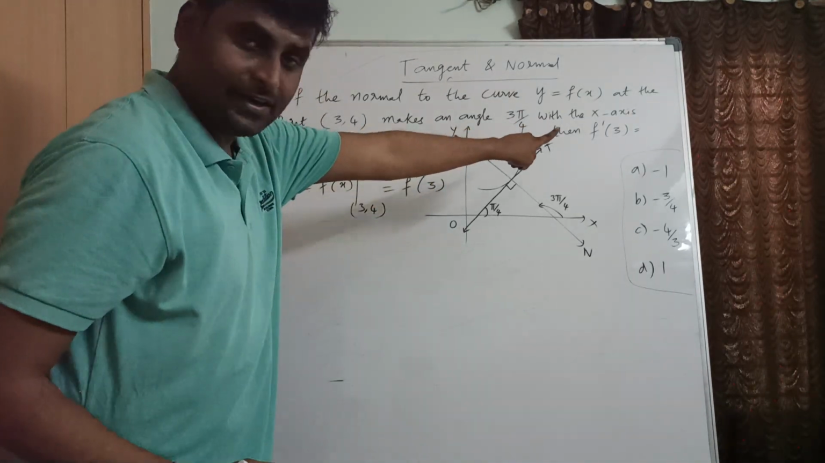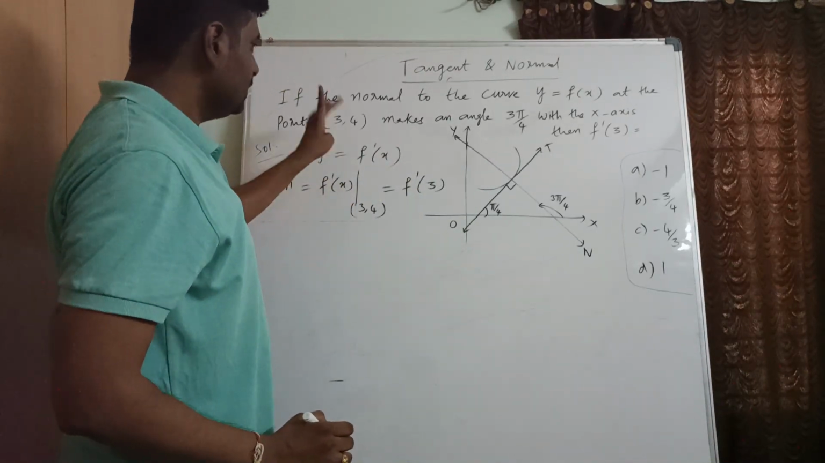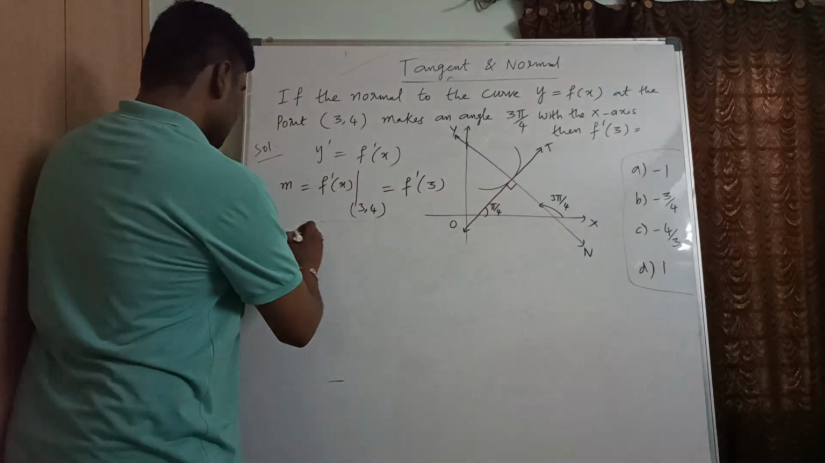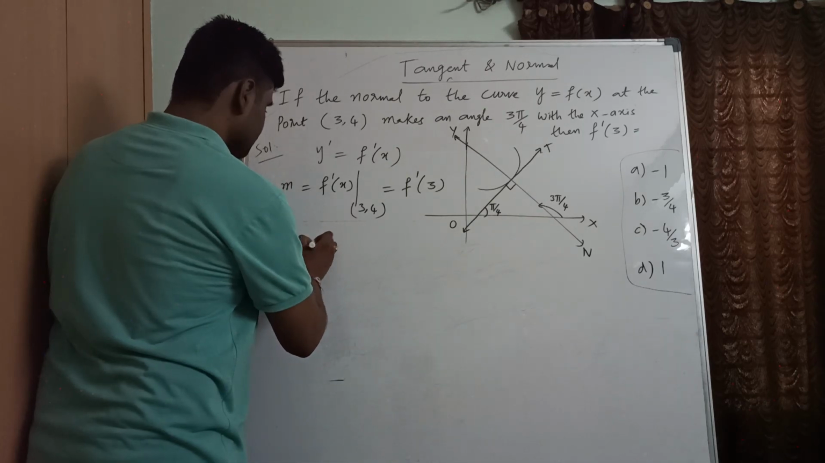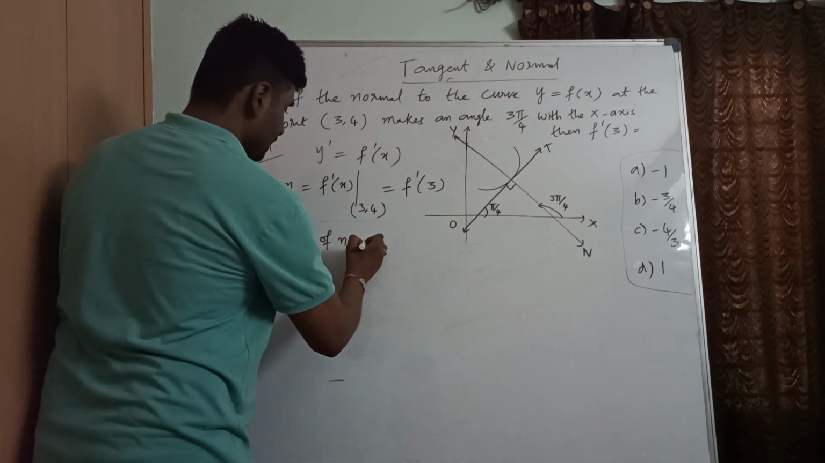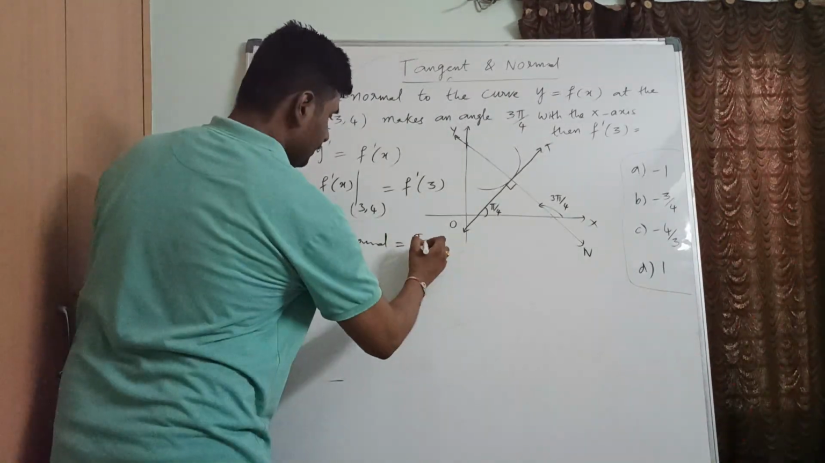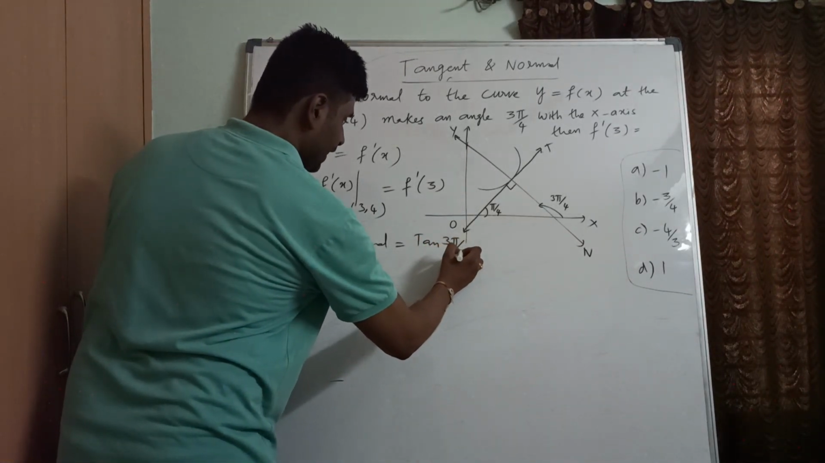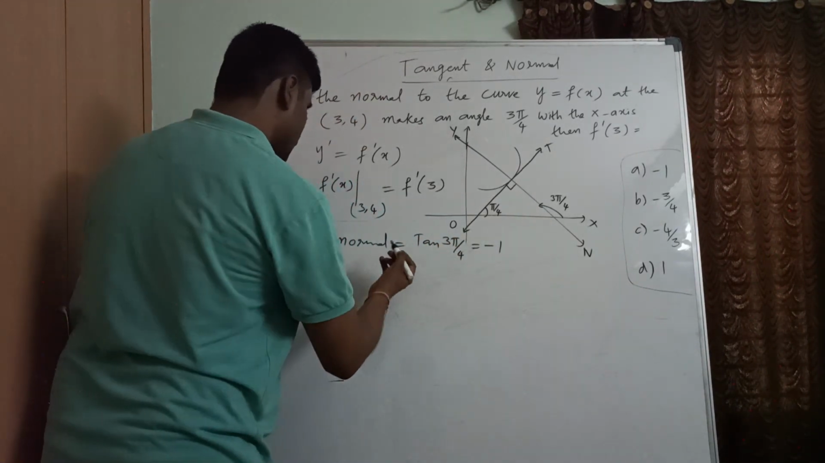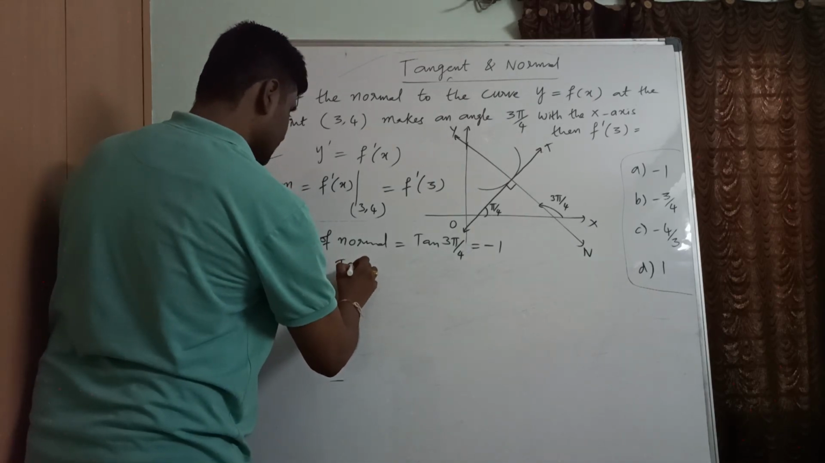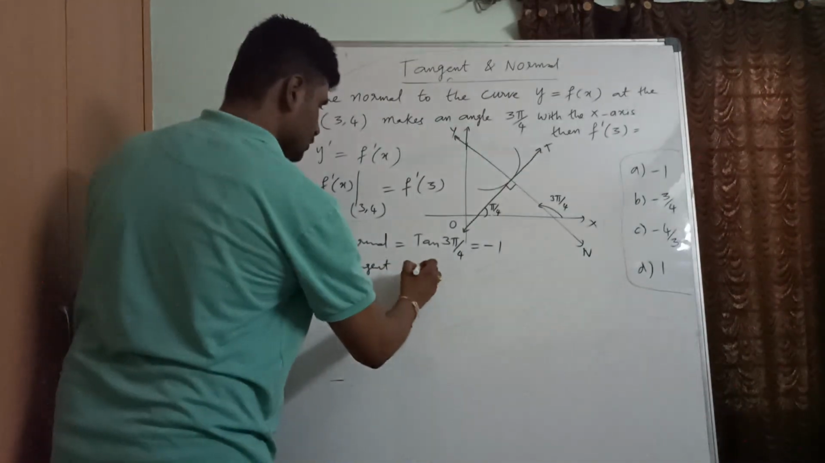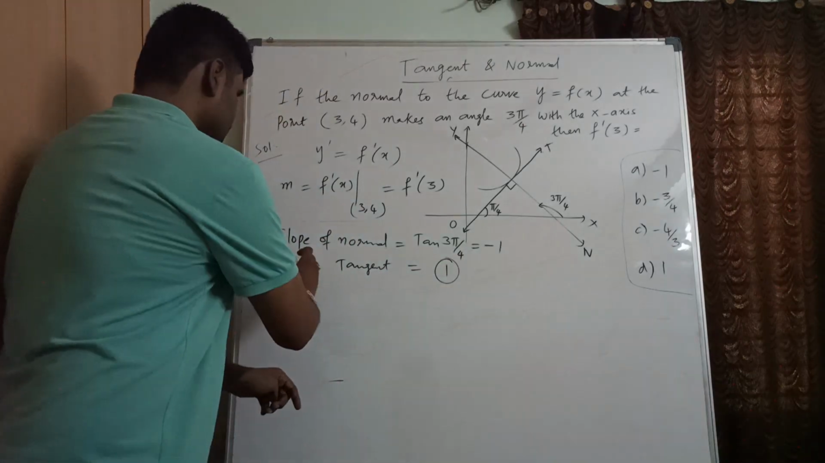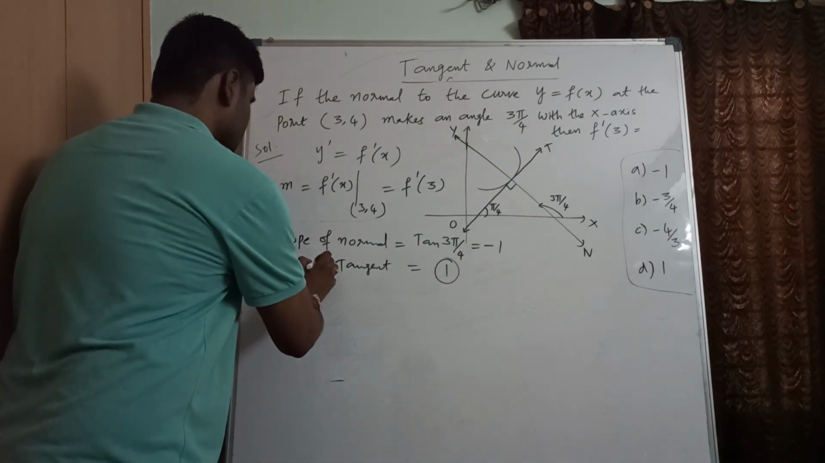F dash of 3 we are finding means slope of tangent. So whenever slope of normal is tan 3 pi by 4, so tan 135 is minus 1. So what is slope of tangent? Plus 1. That's it. Slope of tangent is plus 1. So like that we can solve.